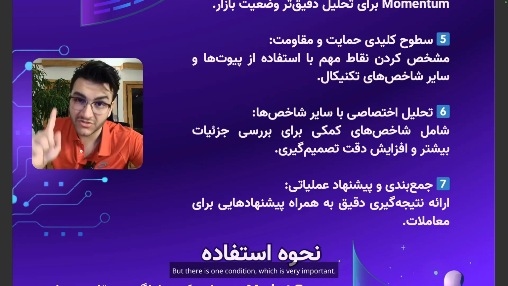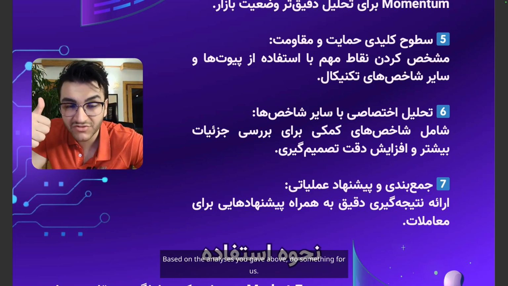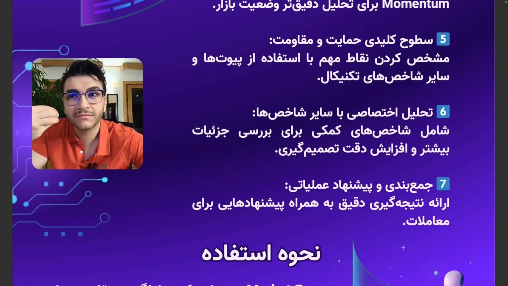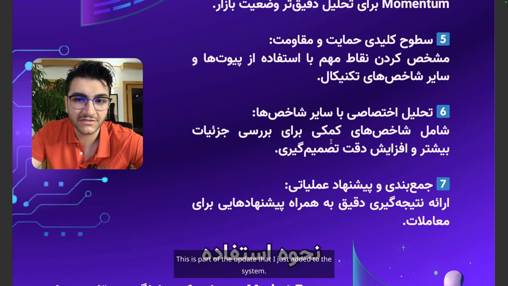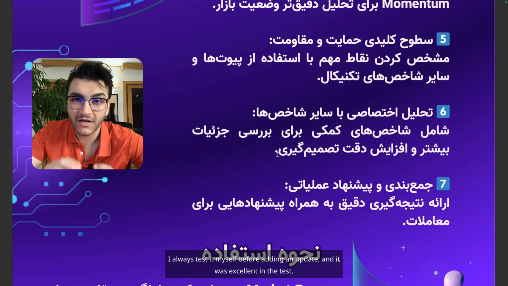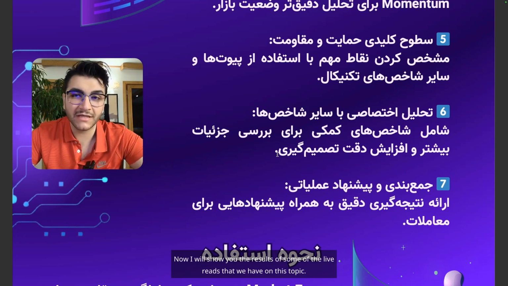But there is one condition, which is very important. Based on the analyses you gave above, do something for us to make it easier to summarize. This is a very important section. We have added this new one. This is part of the update that I just added to the system. I always test it myself before adding an update, and it was excellent in the test.